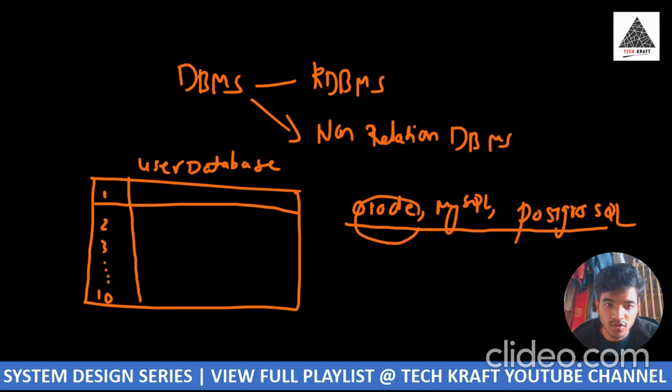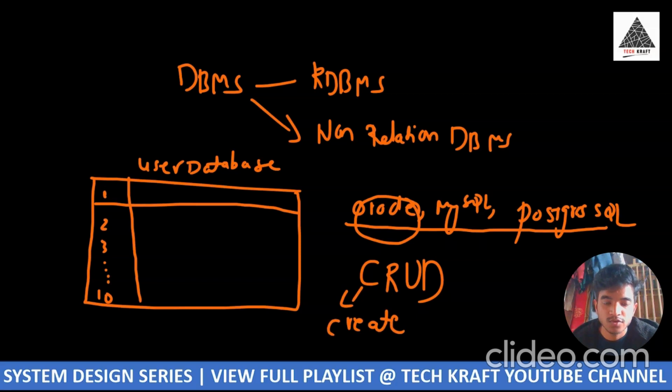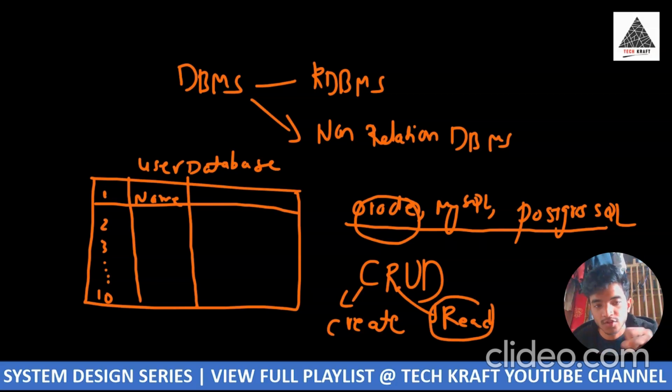What can we do using this Oracle software or MySQL software or PostgreSQL software? We can do CRUD operations. What is the meaning of CRUD? C means create. We can create tables like this. Read means, for example, if you want all the names of the users, let's say there is a column called name, you want all the names of the users in the database. Using read we can get the users' information, the list of all the names of the users.